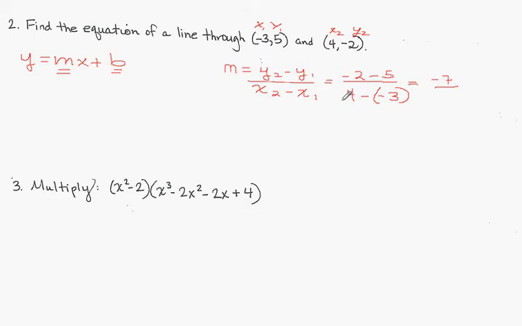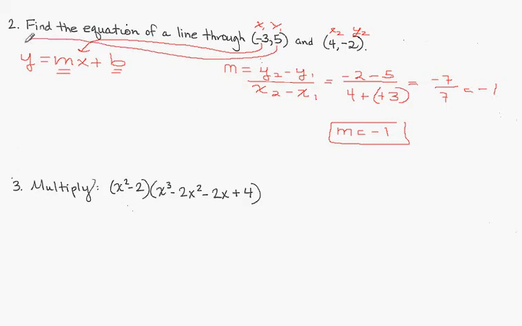In the denominator, 4 minus a minus is the same as 4 plus 3. So we get negative 1. So now we have a slope, and we have points. Now points are always our x and y's. What we don't have is our b's. So all we have to do is take a point, this would be our x, and we put it in there. And we take our y, and we put it in there.